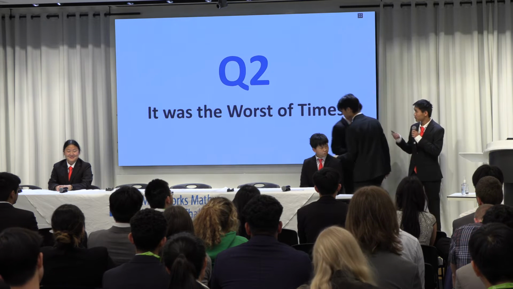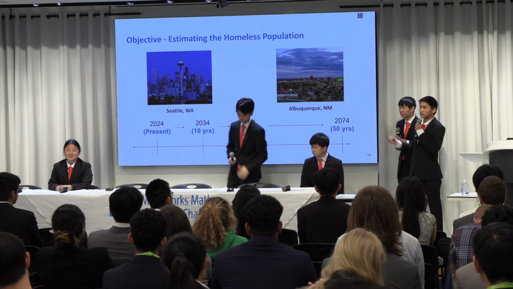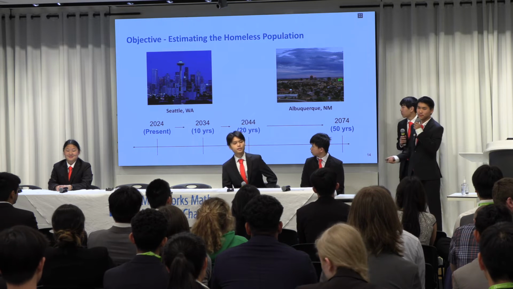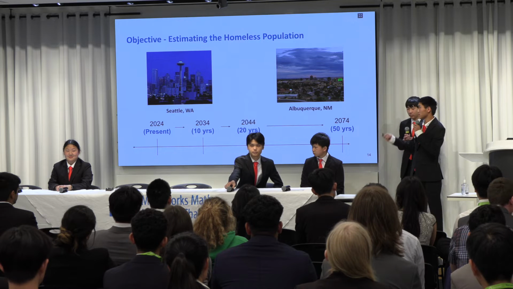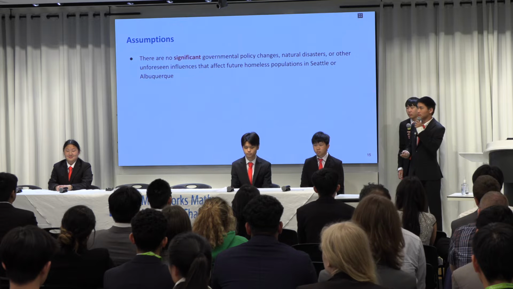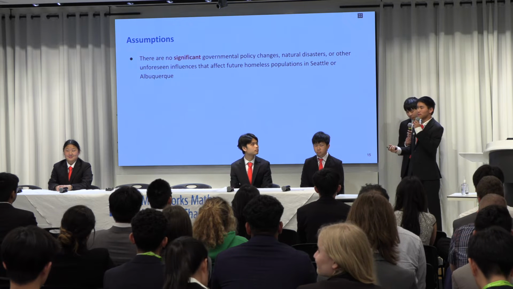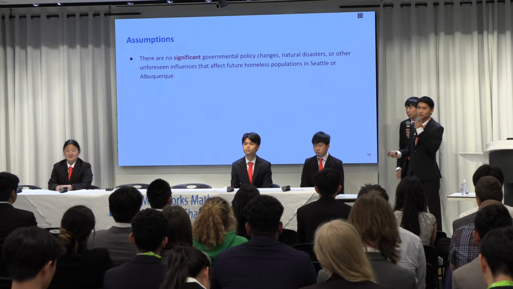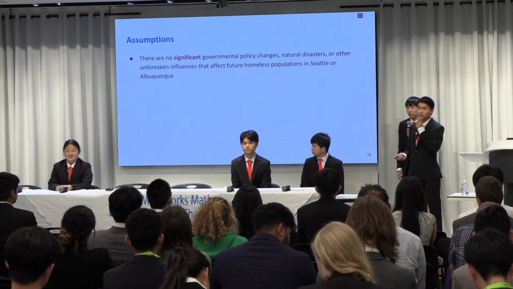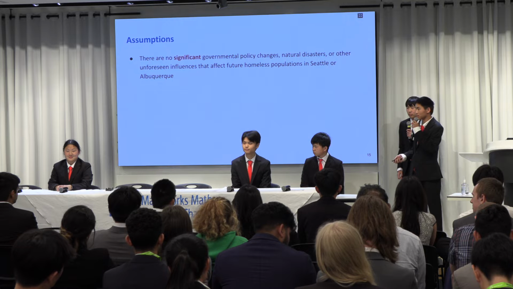Thank you, Jonathan. So the task of Q2 is to predict the homeless population in 10, 20, and 50 years for the same cities, Seattle and Albuquerque. In our approach to this problem, we made a few assumptions. The first is similar to Q1, where we assume there are no sudden external influences on homelessness, because it is difficult to predict, and thus we will not account for them.